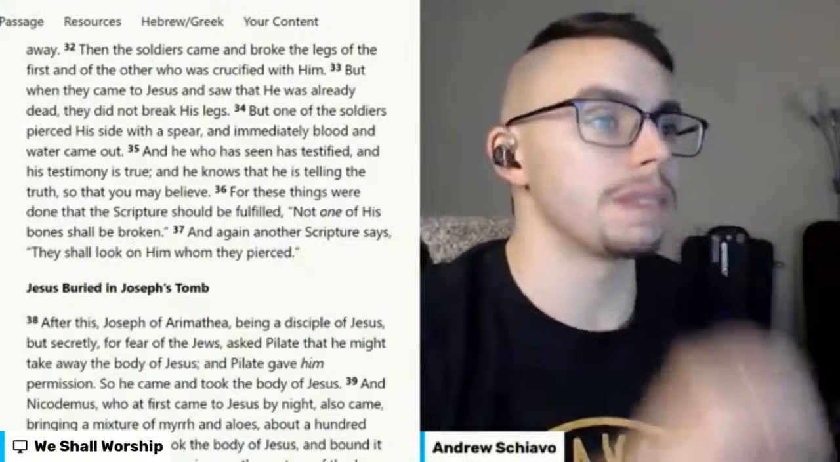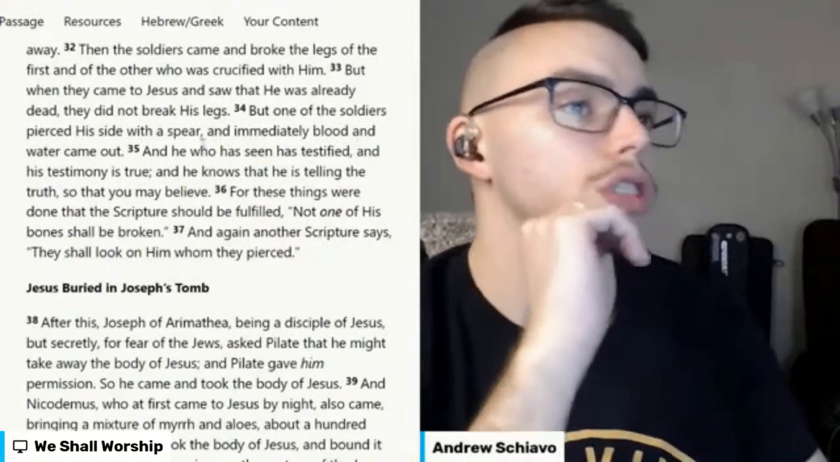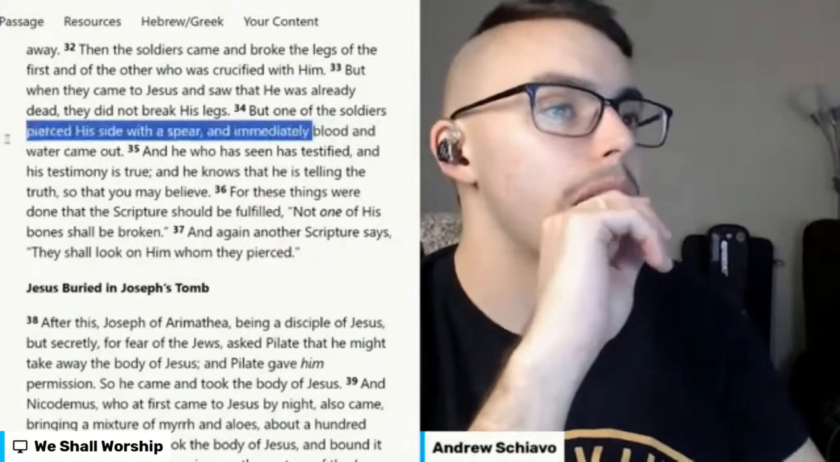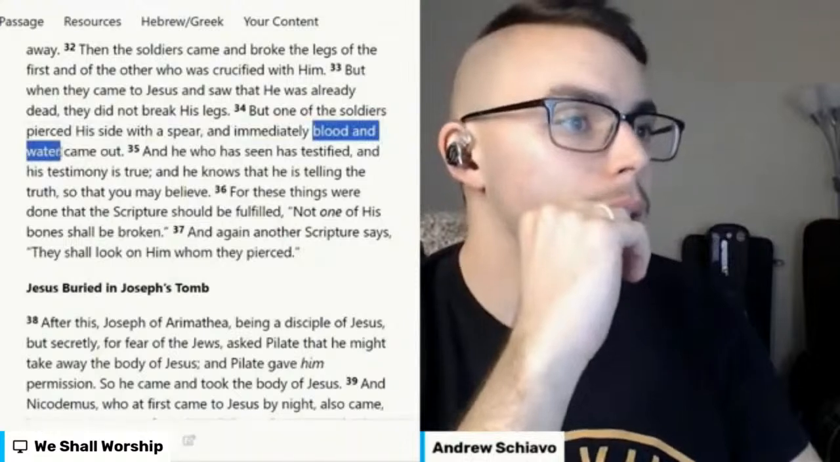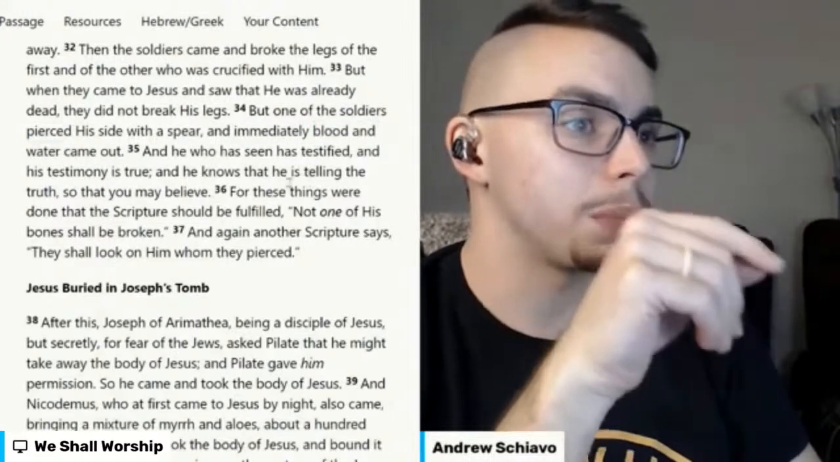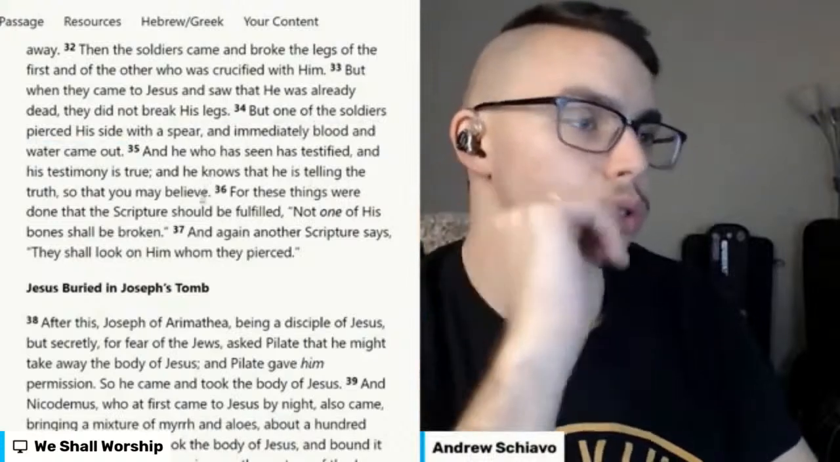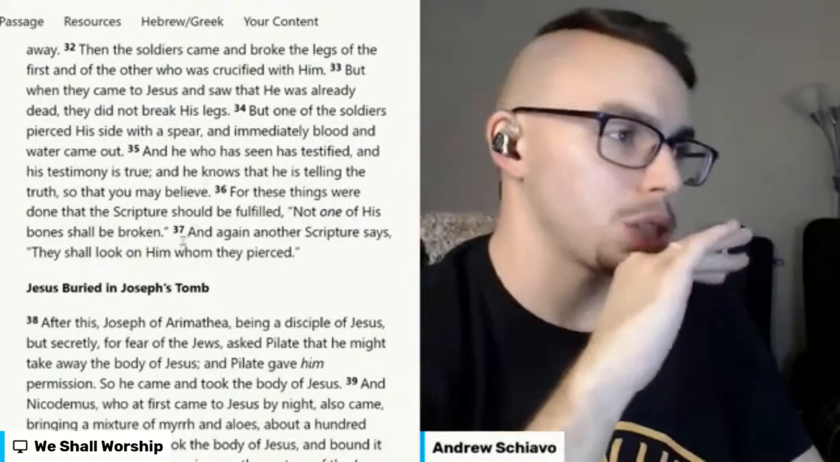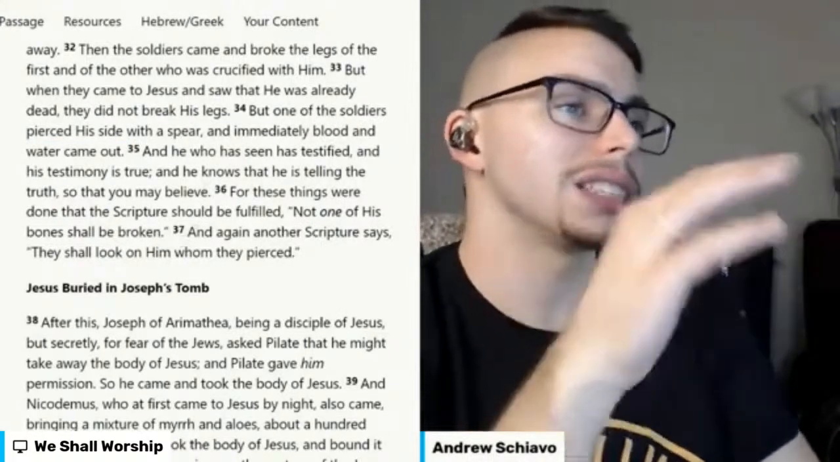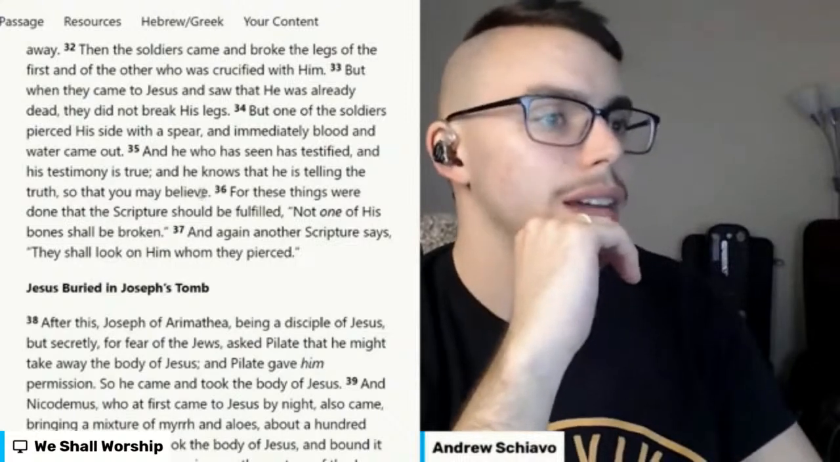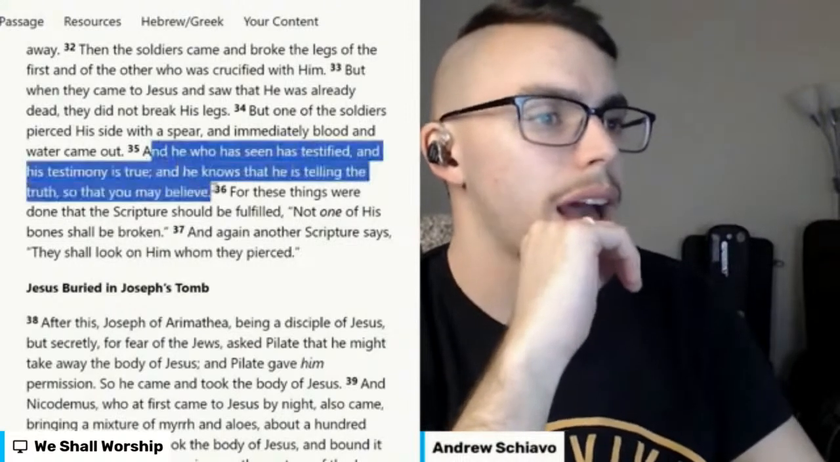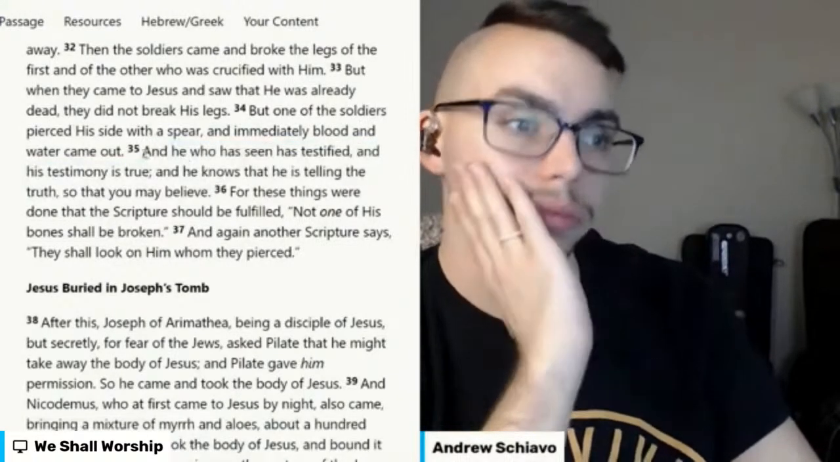It is absolutely crazy. So it says, but one of the soldiers pierced his side with a spear, and what came out? Blood and water. Okay, the red blood cells, platelets, and then the plasma separated from the red blood cells, which would have proven Jesus was dead, which pretty much silences every theory that he didn't really die. So anyone that says that Jesus didn't really die, they're just ignorant.